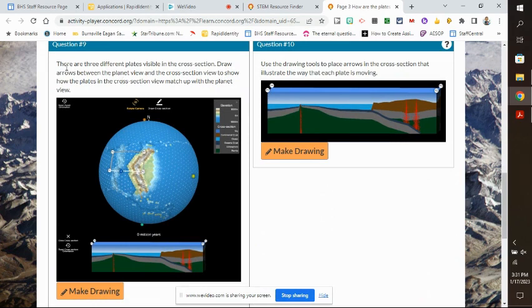Question 9 would have you answer this. There are 3 different plates visible in the cross-section. Draw arrows between the planet view and the cross-section view to show how the plates in the cross-section view match up with the planet view.